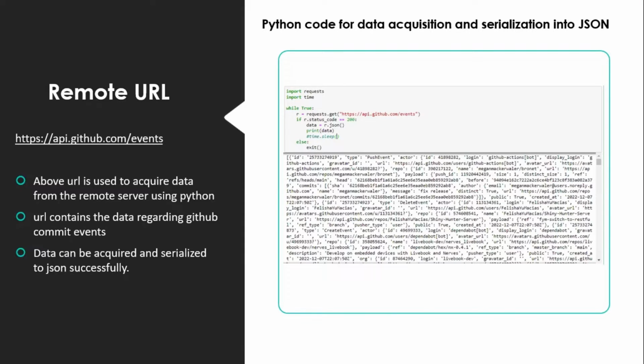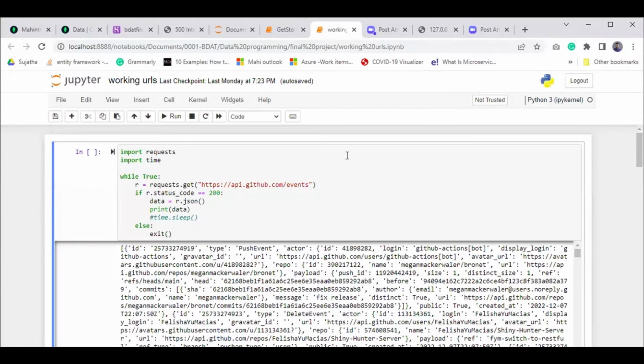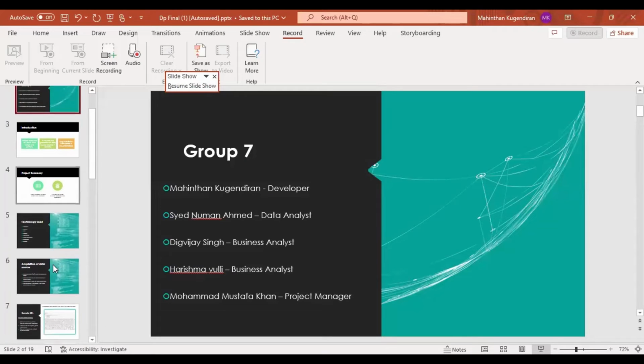Here we can see the Python code clearly, how we have developed the data retrieval and serialization into JSON. Here is the remote URL we have used, and the URL contains data regarding GitHub commit events. Here is the clear picture of how we have developed the program using Python. The data retrieved from the remote source is shown as output.